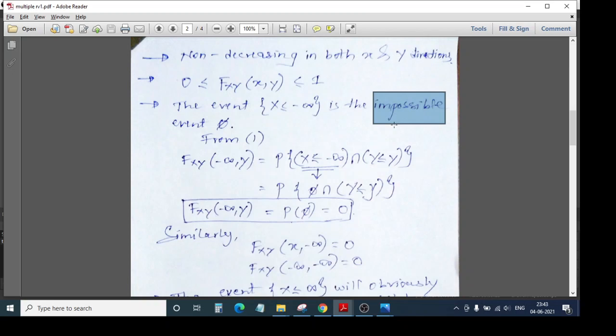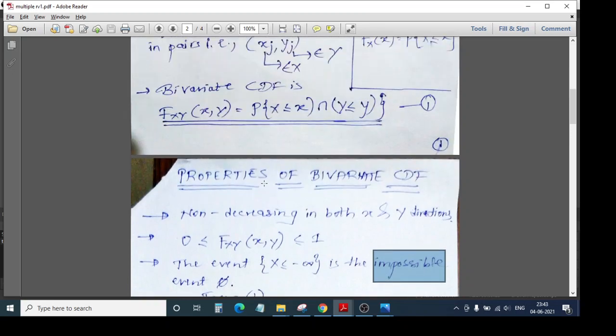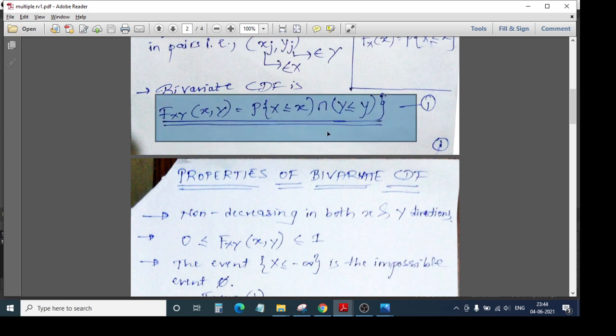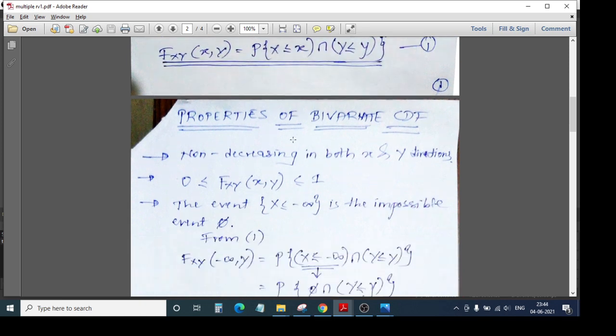Now we will take our equation number 1. So here is our equation number 1. Using this equation number 1, we will substitute minus infinity. We have taken x less than or equal to minus infinity. So just substitute the value of minus infinity in place of x. Please observe, we have substituted minus infinity in place of x. So what about y then? Y remains the same.